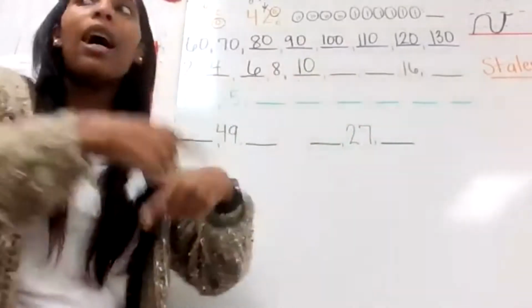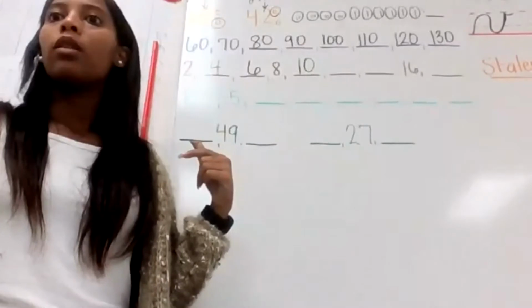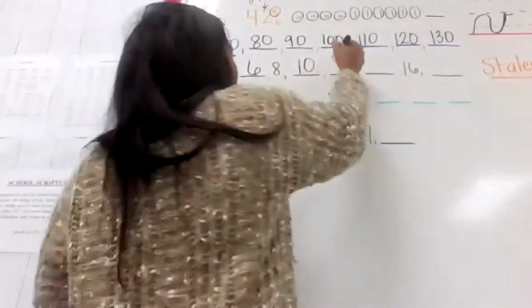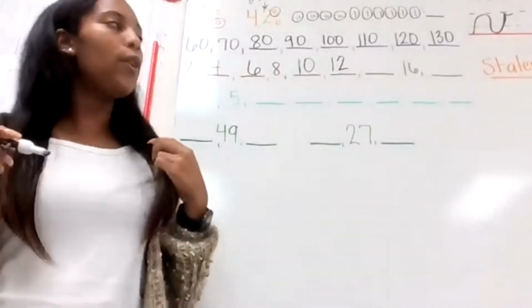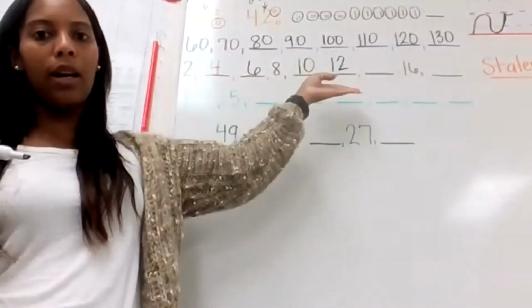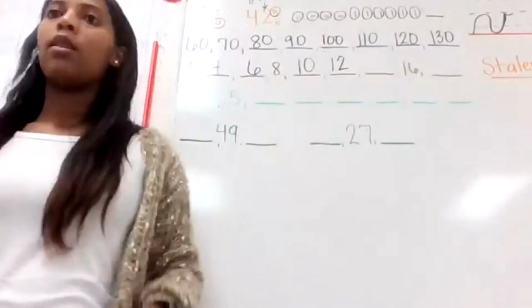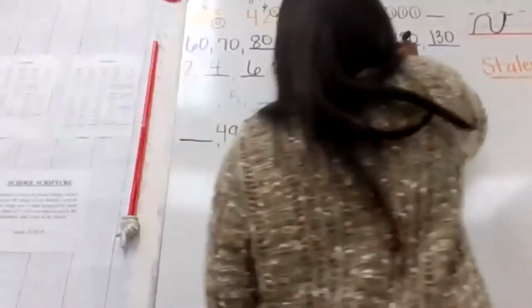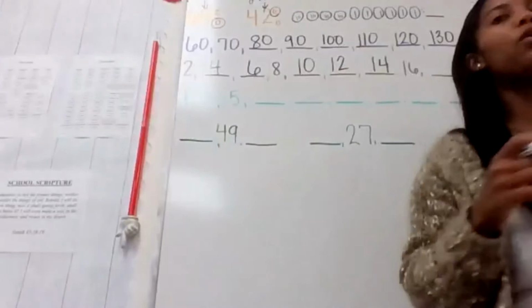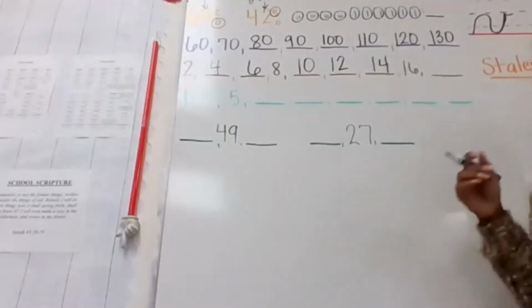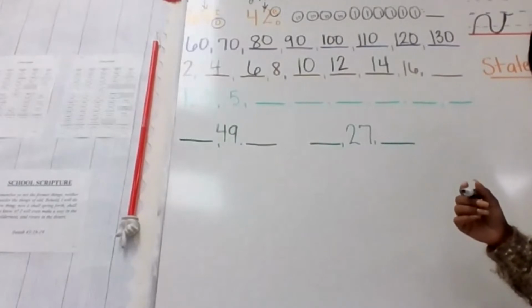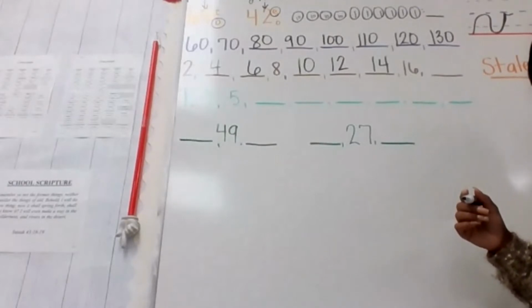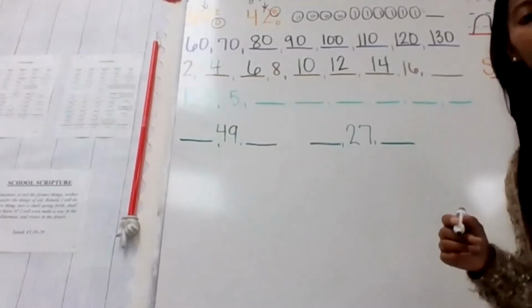After 10, I go to 12. After 12, what would I say after 12? 2, 4, 6, 8, 10, 12. 14. 14, 16 is done for us. So I'm going to finish with what number? 2, 4, 6, 8, 10, 12, 14, 16. What's our last one? Okay. 18.